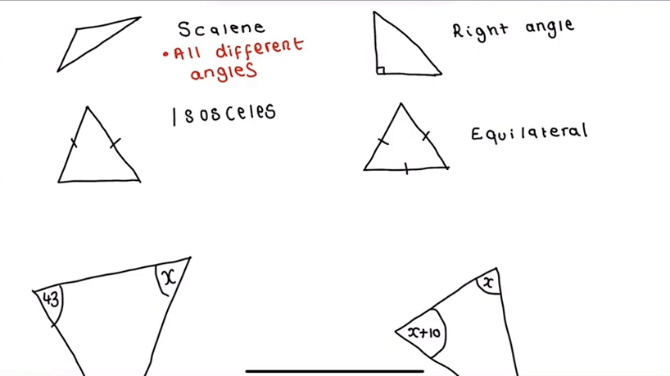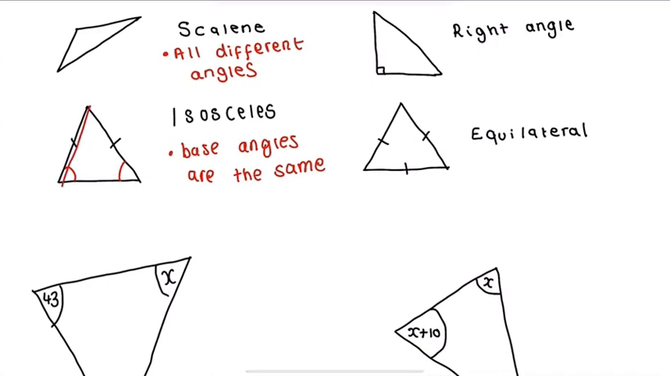The next triangle we have is an isosceles. Here the base angles are the same. These angles have to be at the bottom of the 2 equal sides. So that's why we call them the base angles.